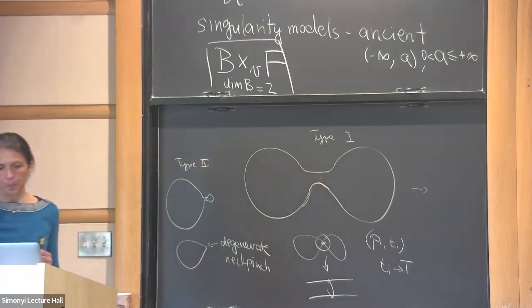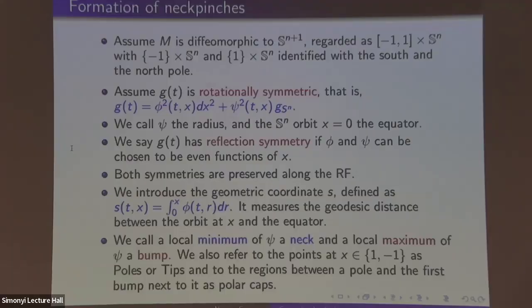So let me briefly tell you just the setup. We can just consider rotationally symmetric metrics g(t). We even impose, let's say, reflection symmetry. All these symmetries are preserved along the Ricci flow. And then you introduce this s, which is basically the geodesic distance between the orbit at x and the equator, which is an S^n orbit at x equal to 0.